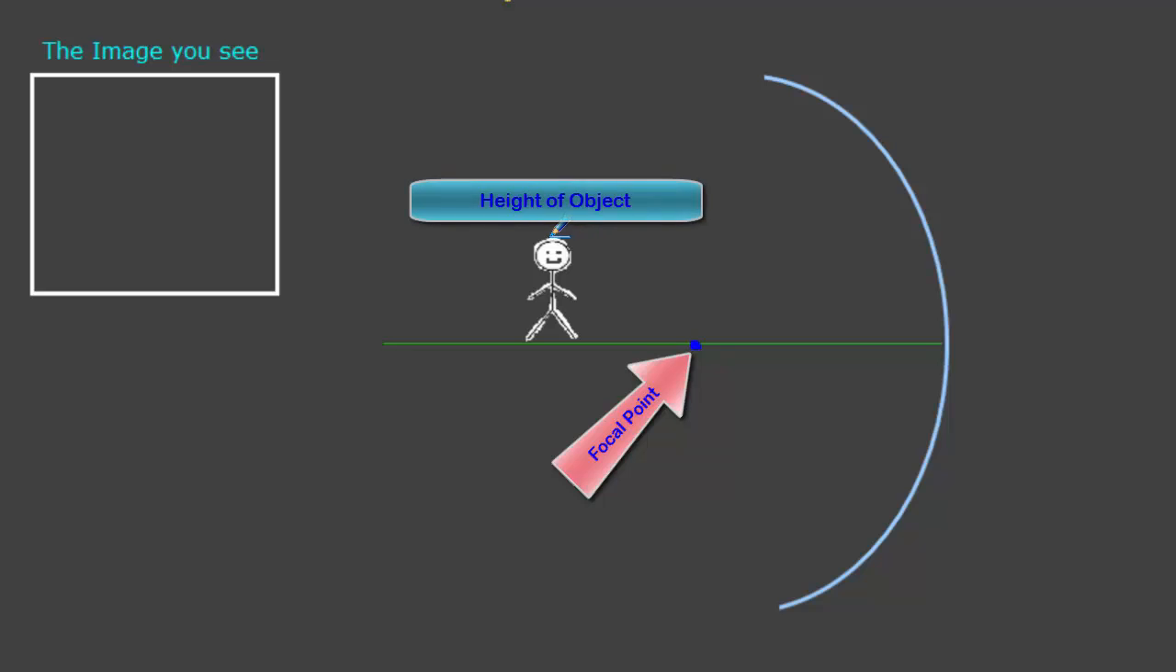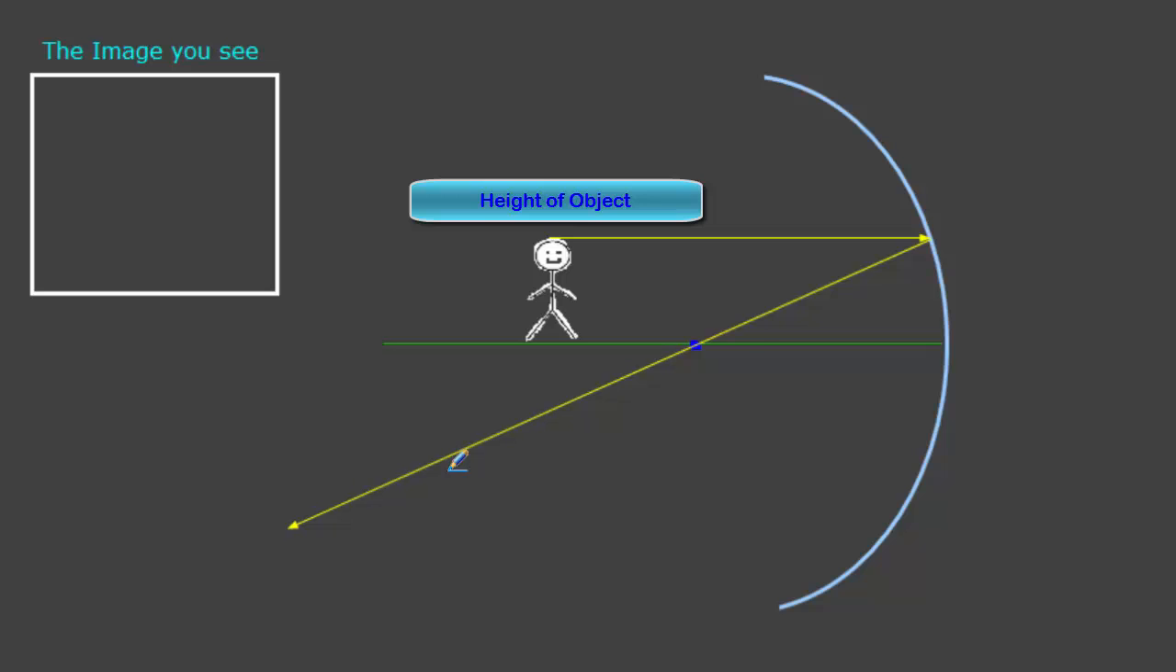So we're going to draw our first ray in line with the height of our object, and then that line is going to pass straight through our focal point. And we saw this happen when we looked at our ray diagrams before and using our light boxes.